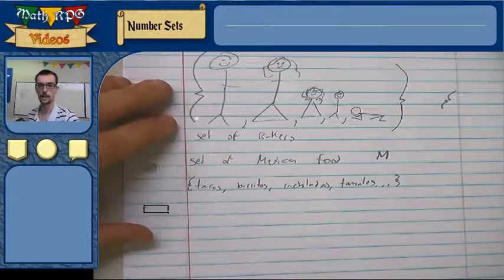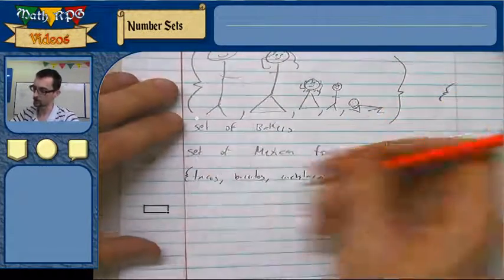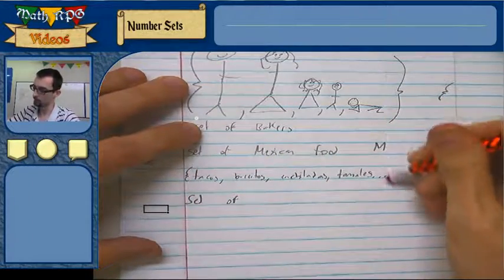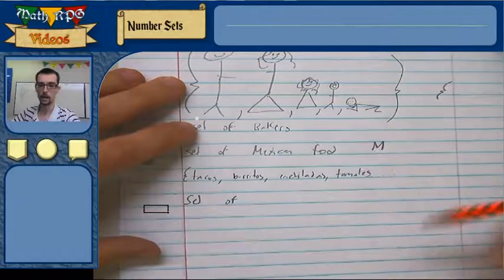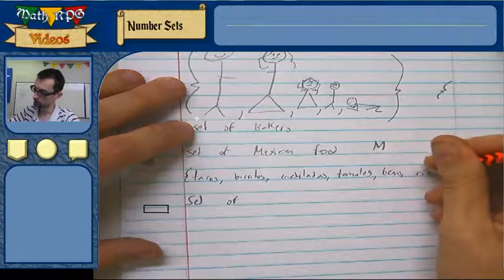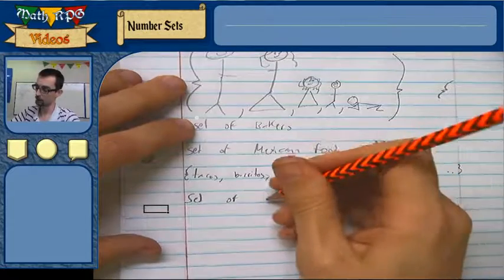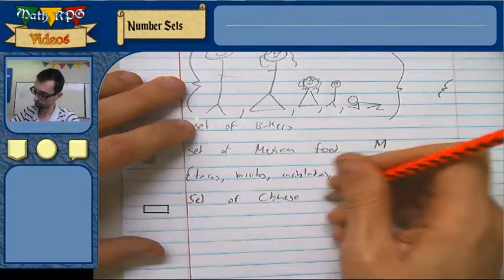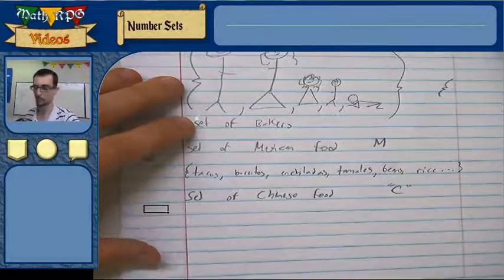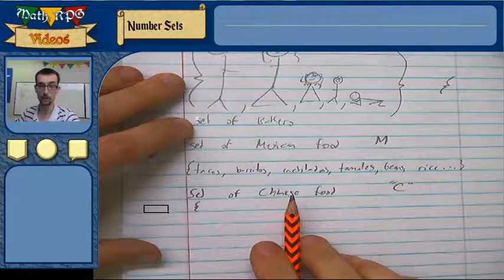Take a look at the set of Mexican food. Okay, if I make another set, let me add a couple of things to my set of Mexican food here. So, let's see, what else is Mexican food? Beans, rice. Okay, we'll keep going for a little bit. Now I'm going to set up a set of Chinese food. And we'll call that C. C for Chinese, right? If I list my objects that are within the set C of Chinese food, that would just be all the different kinds of Chinese food.